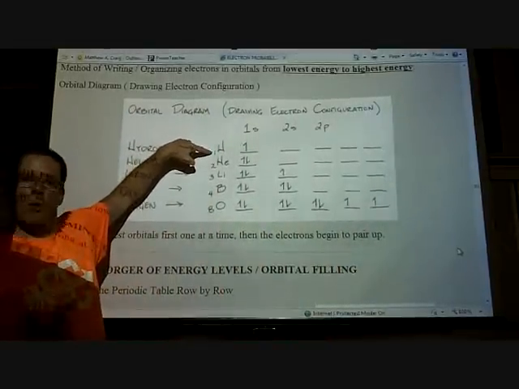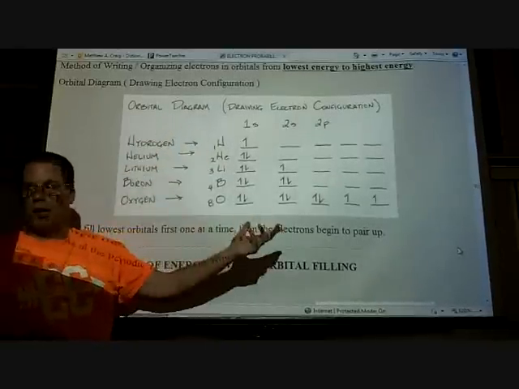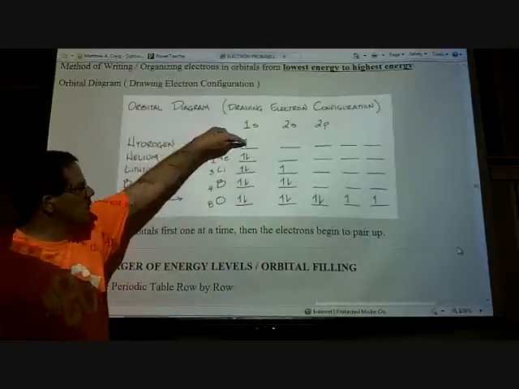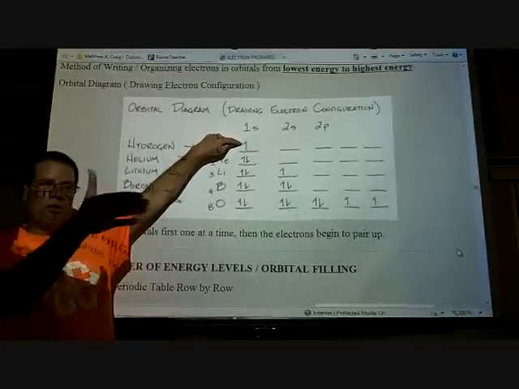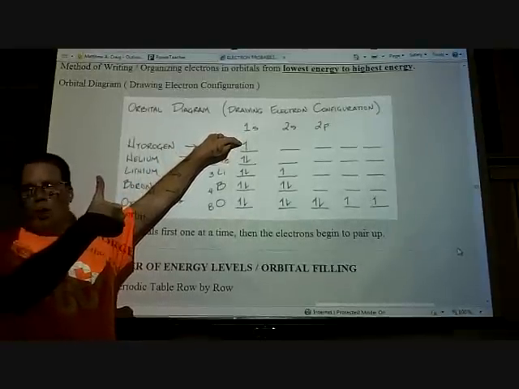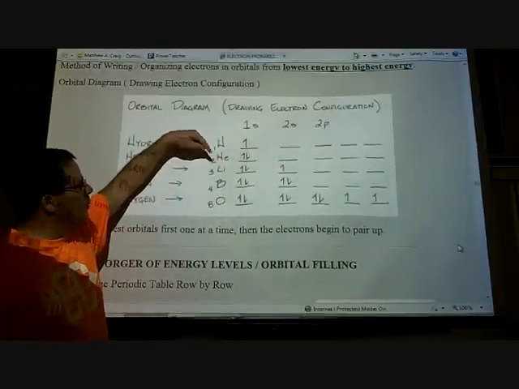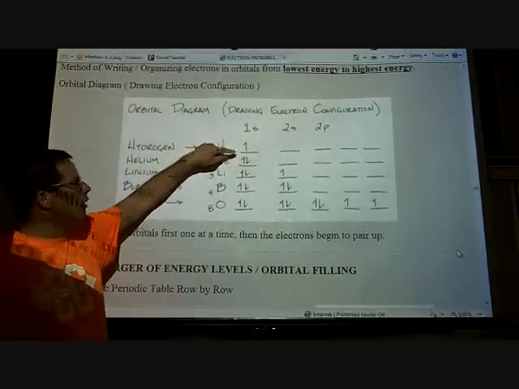So hydrogen has 1 proton, element number 1. And when hydrogen is neutral, how many electrons will it have? 1 when it's neutral. So 1 negative charge and 1 positive charge. What this up arrow represents is an electron that's spinning this way. If you want to start with your arrows down, I don't care. Okay. For helium, there's 2 protons, so it'll have 2 electrons when it's neutral.